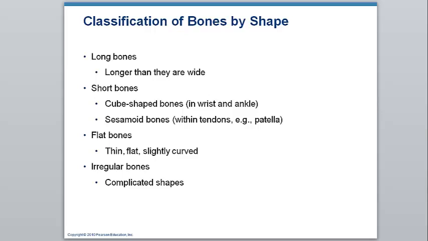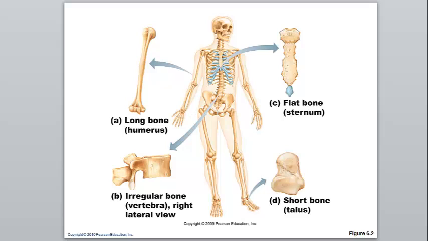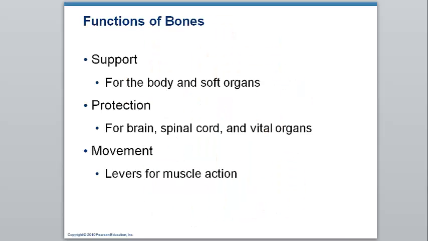They're thin, flat, and sometimes curved. And then irregular bones like your vertebrae, they're irregular in shape and hence they're complicated, hence they're irregular. So here you can see examples of all the different types of bones based on their shape. Then you have different types of bones based on the structure. We'll get to that later.